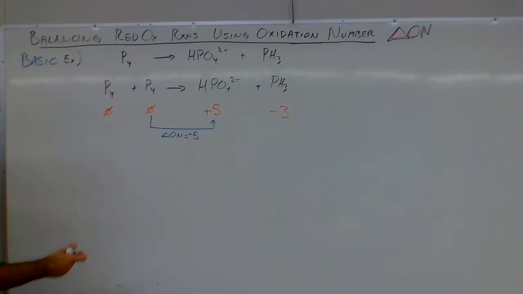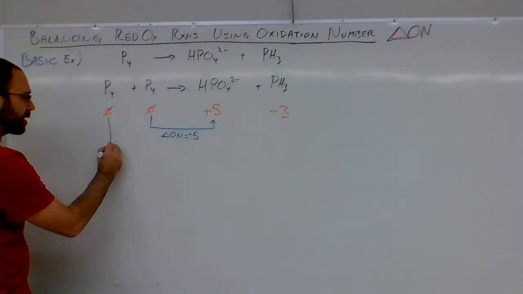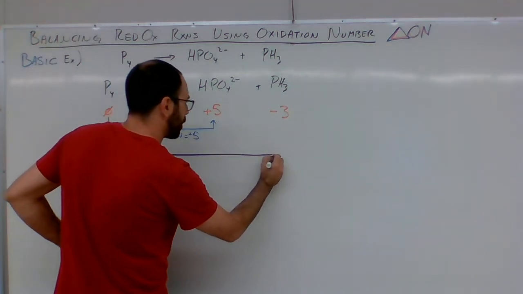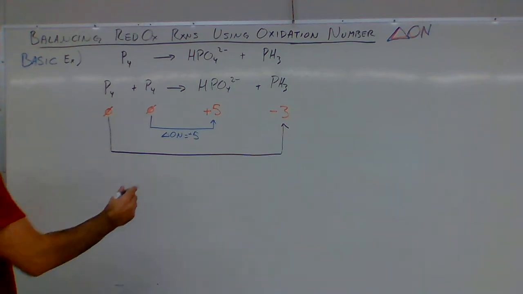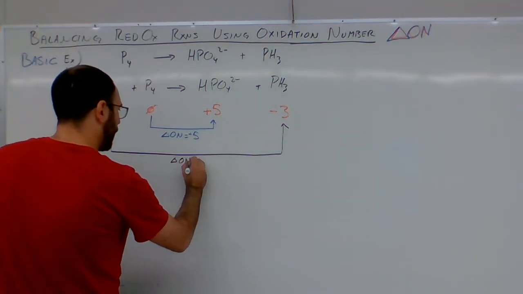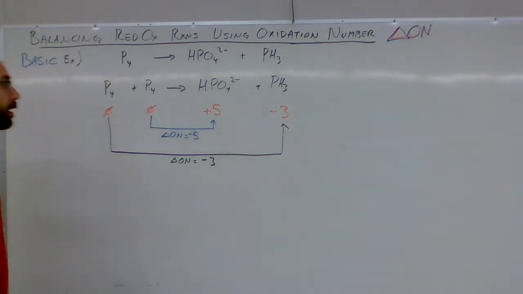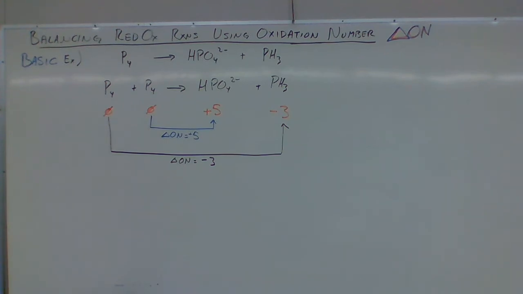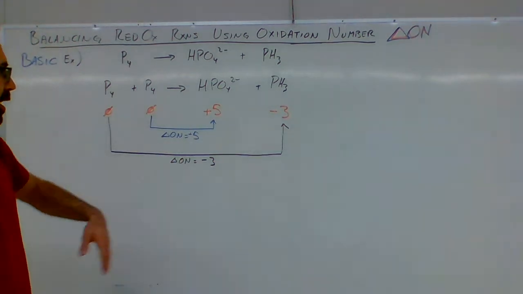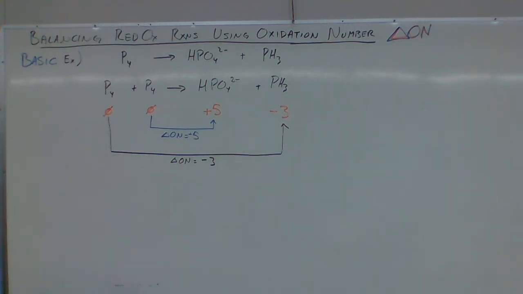We then look at our other situation where we've got this P4 that is a 0 charge, or 0 oxidation, going to this -3 oxidation number, so we have a delta ON equal to -3. That is the reduction portion of this example. All right, so now that we have our change in oxidation numbers for both our oxidation and our reduction, we need to multiply these to get a common value.